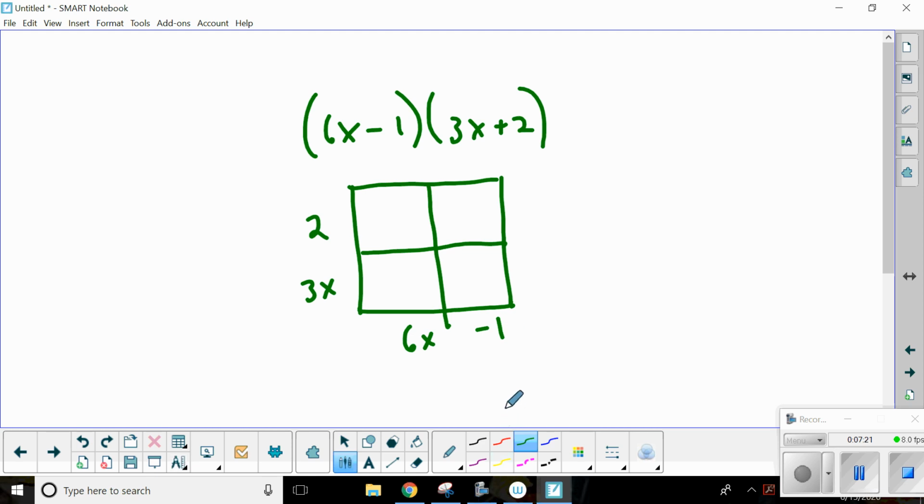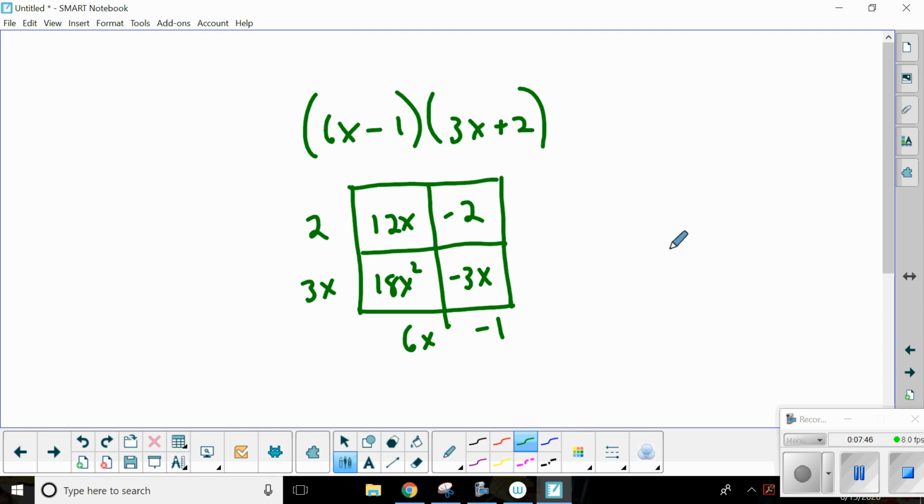And you do exactly like you did in the previous problem. Multiply the width times the length. 6x times 3x is 18x squared. 6x times 2 is 12x. Minus 1 times 3x is negative 3x. And negative 1 times 2 is negative 2.